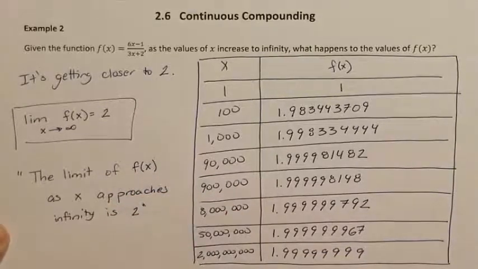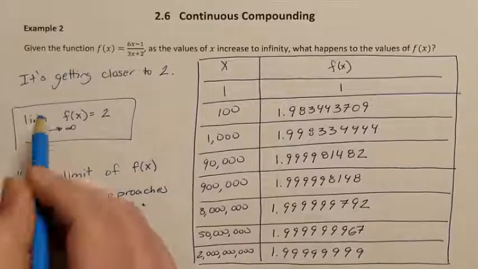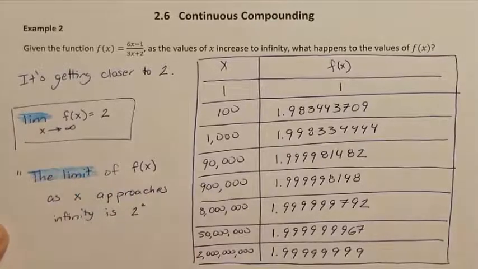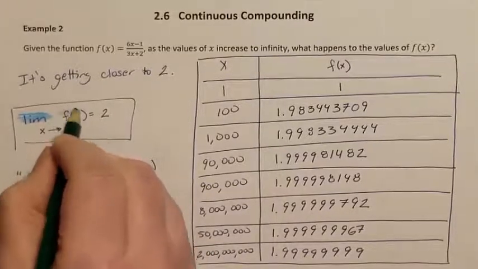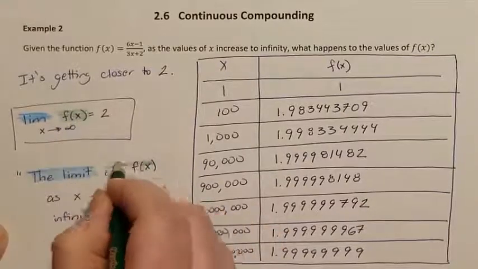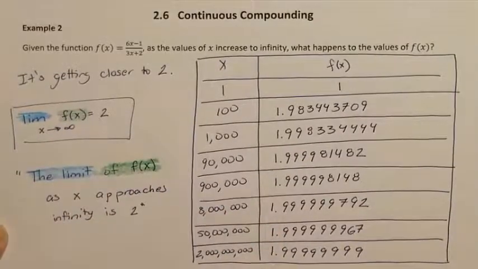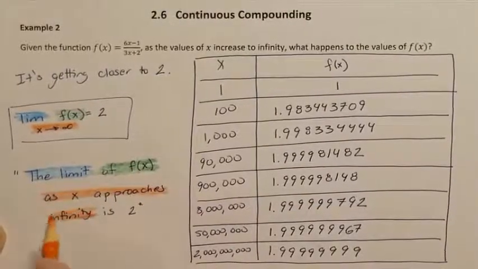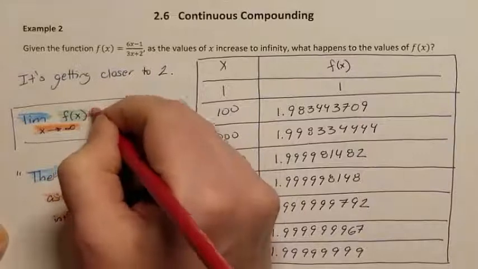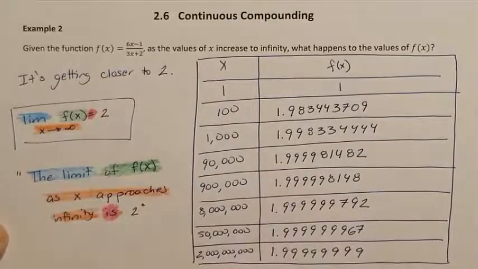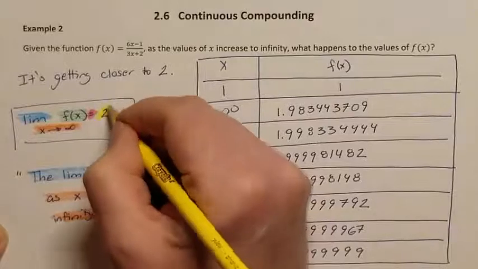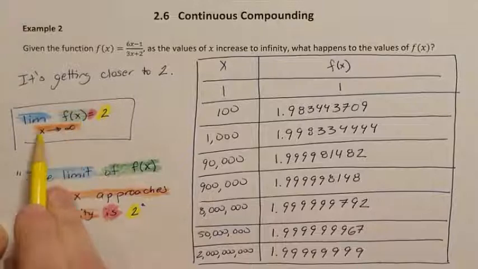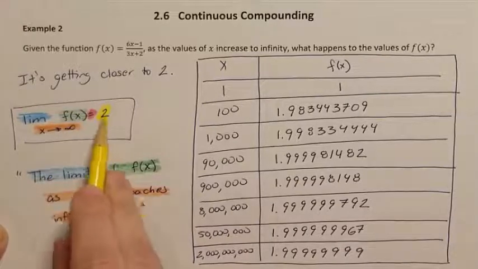Now what part of this function actually is this sentence? So I see it's a limit. What are you taking the limit of? You're taking the limit of this f of x. So the limit of f of x, got to say when you're doing it, as x approaches infinity. Because there's an equal sign, equal always means is. And what is it equaling? It's equaling 2. So the limit of f of x as x approaches infinity is 2.